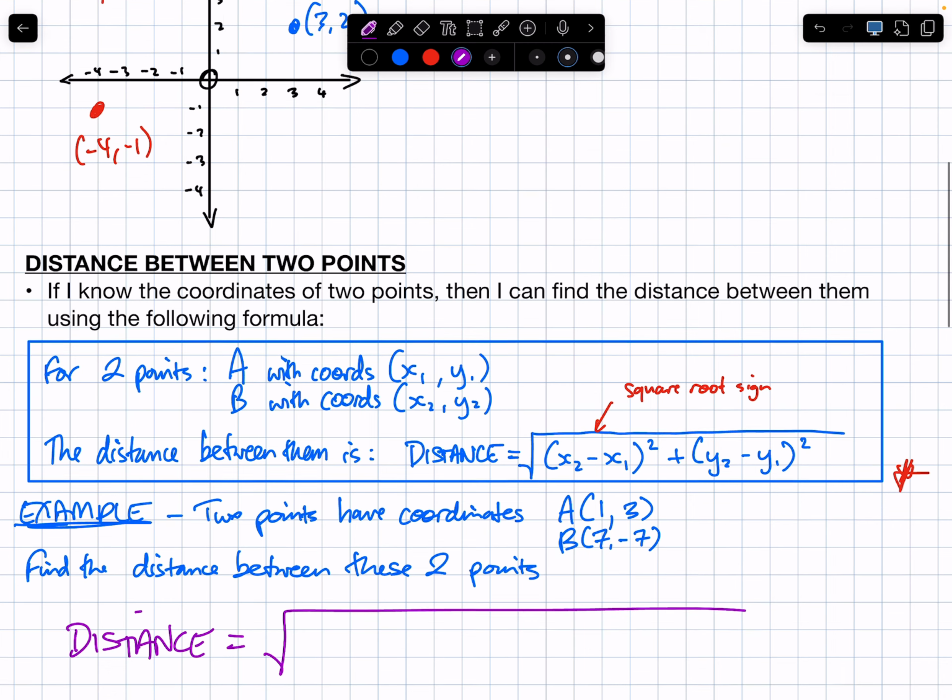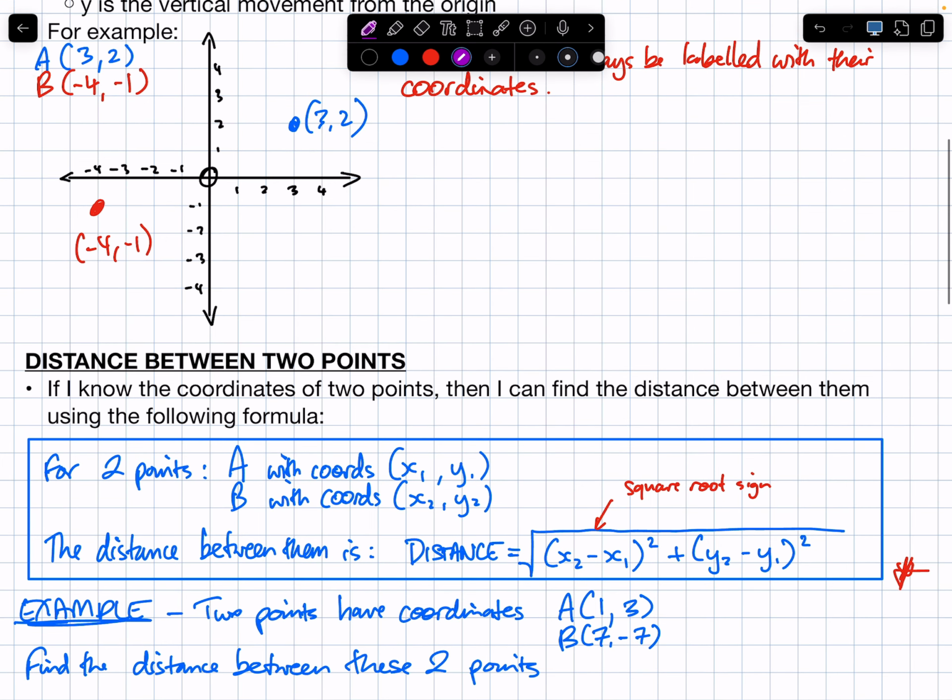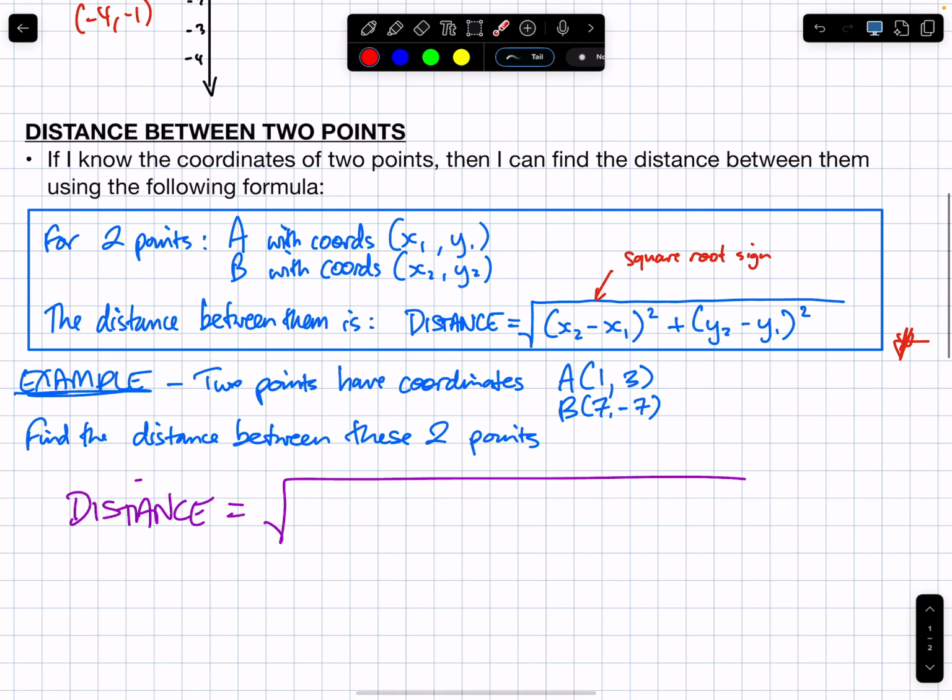Can we show you how that works? If I was going from the red one to the blue one, what is x2? 3. What is x1? -4. 3 take -4 is going to be 7. Is that how long that's going to be? Yes, sir. And then 2 take -1 is going to be 3, which tells you how far up it is. So it's a right angle triangle. Find the hypotenuse. This is just a shortcut to it.